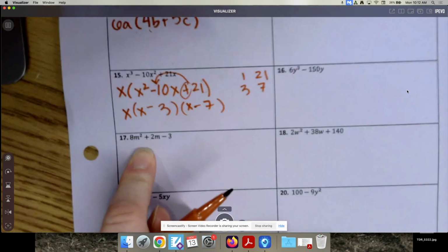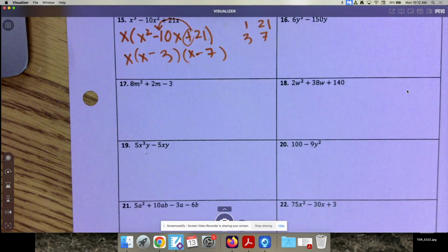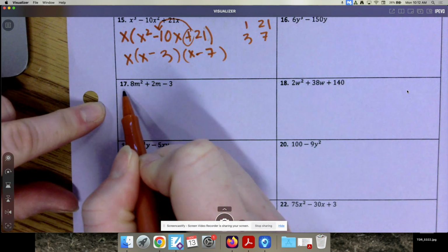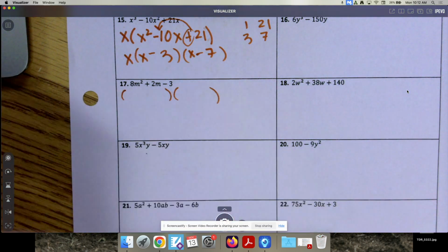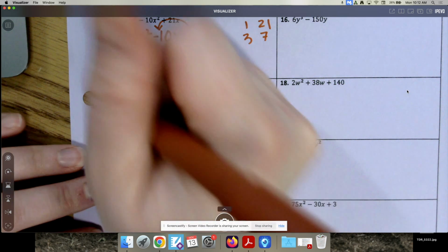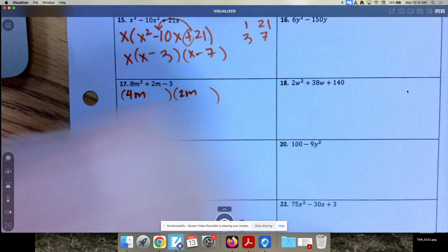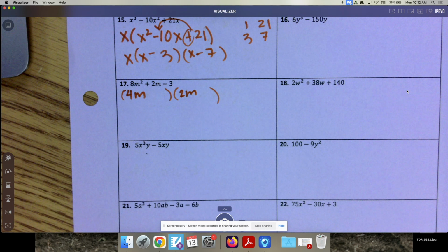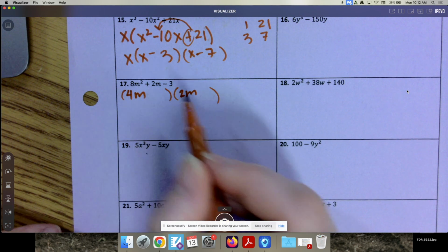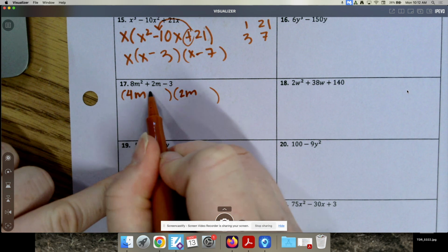Do we have a greatest common factor? No. So this is as annoying as it can get, because in order to get that 8m squared, what could our parentheses start with? 4m and 2m. Or it could be 8 and 1. So these are the ones you literally just got to persevere with, and eventually you find it. Because we look at the end, do we have same signs or opposite signs? Opposite signs. Just put them in there.